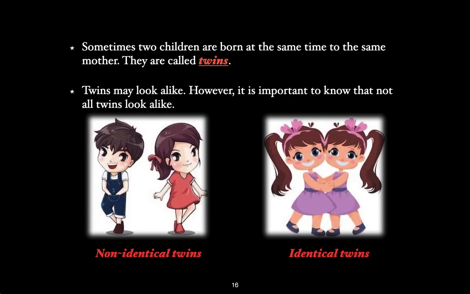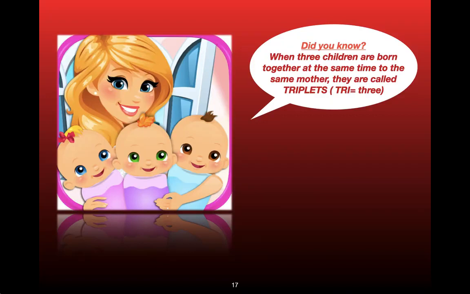Yes, let's move on. Children, did you know when three children are born together at the same time to the same mother, they're called triplets. Tri meaning three. I hope you remember this. Isn't it interesting to know?